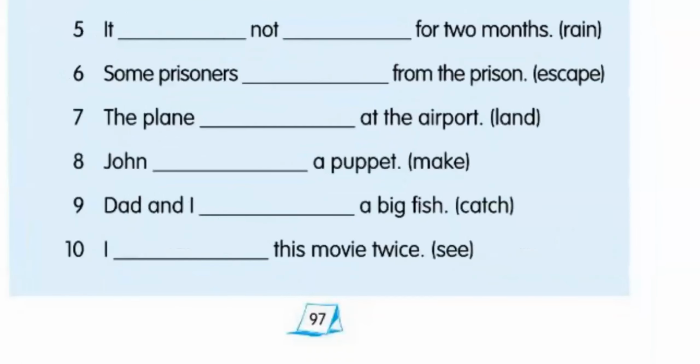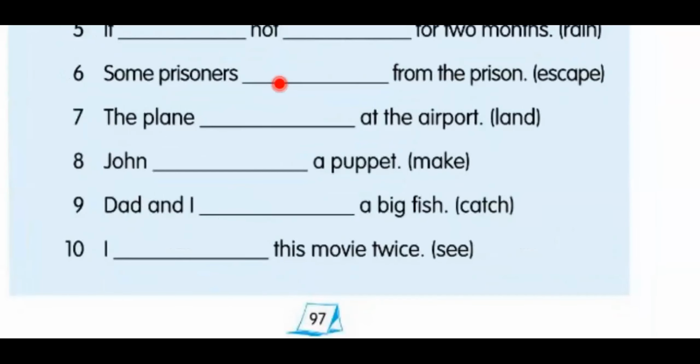See the next sentences. Some prisoners dash from the prison. Escape. Some prisoners have escaped from the prison. Since it is plural, have escaped. Okay. Escaped, E-S-C-A-P-E-D. Yes, regular verb. Here also we added only D. We didn't add one more extra E over here.